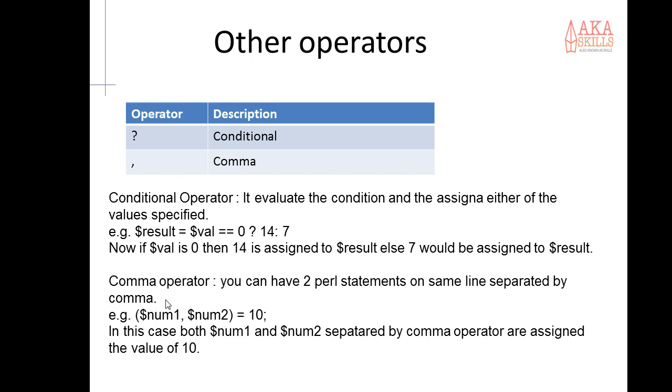Comma operator, we have been using the comma operator in Perl a number of times. In hindsight, we have been using that. Basically, what the comma operator does is it helps you to write multiple statements in a single line. In this case, $num1 and $num2 are assigned a value of 10. So instead of writing it on multiple lines, that $num1 is equal to 10, $num2 is equal to 10, we have done that on the same line.